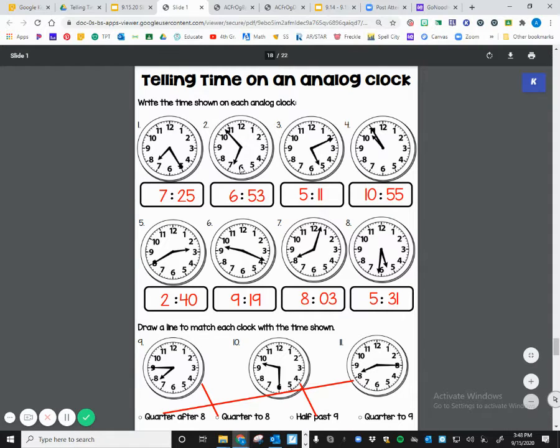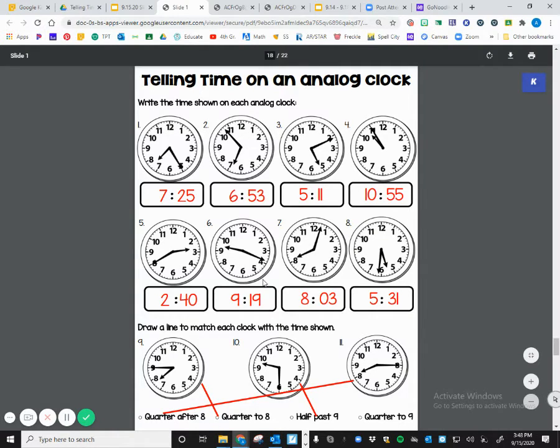Number 2 was 6:53. Remember, because it's not quite to the 7 yet, it goes back to the 6 and then 53. We count to 50 around, and 1, 2, 3. 5:11, 10:55, next row.